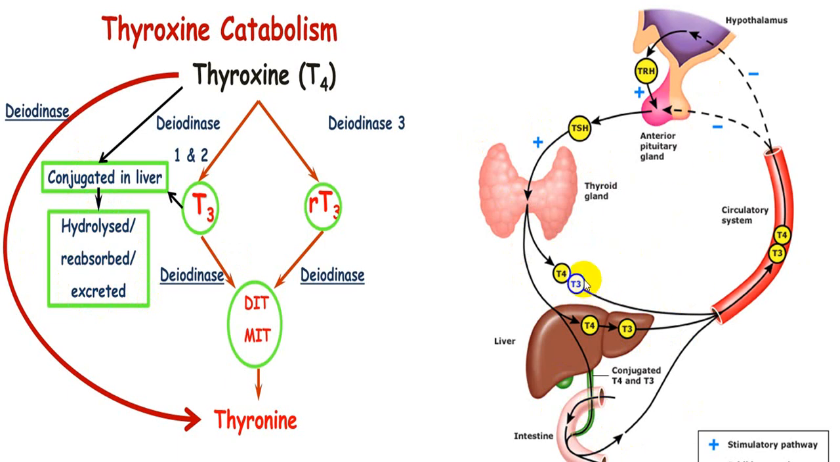During this particular circulation in the blood, deiodinase enzyme can convert it into T3, the active compound, by deiodinase 3 into reverse T3, which is an inactive compound, and these two compounds can be further converted into DIT and MIT by deiodinase enzyme, or T4 can be directly converted into thyronine. So this is the metabolism of thyroxine, or we call it tetraiodothyronine.